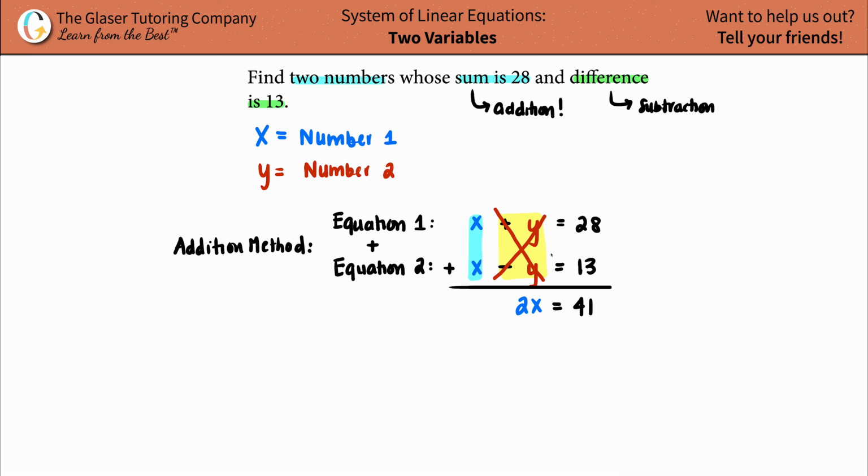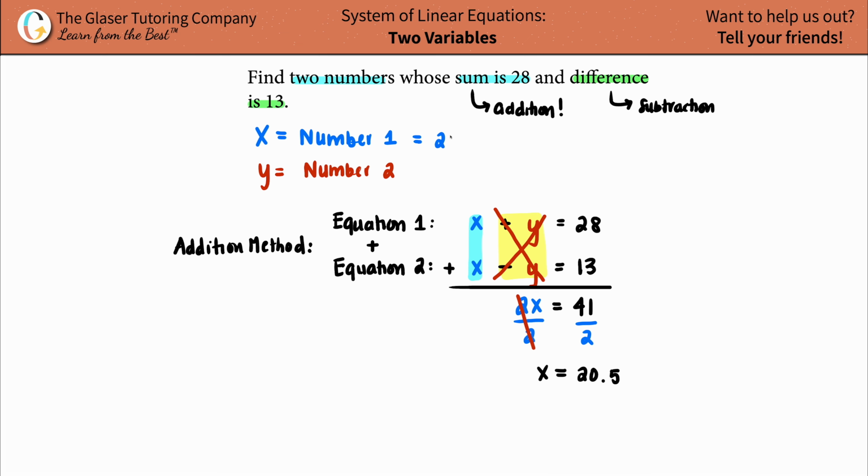We have a sum of 28 and a difference of 13. So 8 plus 3 is 11, 2 plus 1 is 3, yep, that's 41. And now we're just going to divide by 2. When you divide 41 by 2, 41 is roughly 40, and 40 divided by 2 is 20, so this would be 20.5. Okay, so we found out that the x value, one of our numbers, was 20.5.